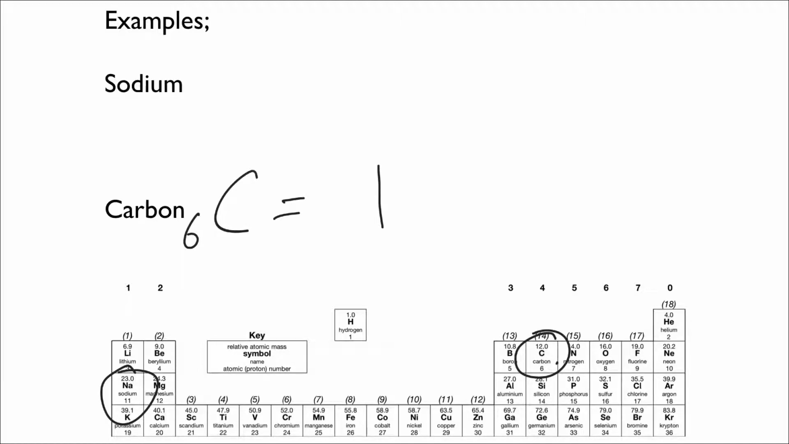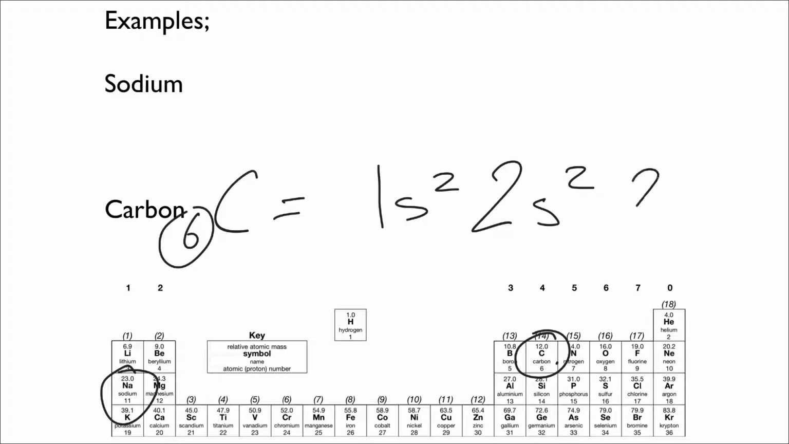So the first main shell has S electrons and there are 2, so it's 1s2. That's 2 electrons so far, we need to get up to 6. So the second main shell has 2 S electrons, we're up to 4, and then it's got P electrons, so we need to get up to 6, so that means we need 2 more, so it's 2p2. So it's 1s2, 2s2, 2p2, leaves us a grand total of 6 electrons.